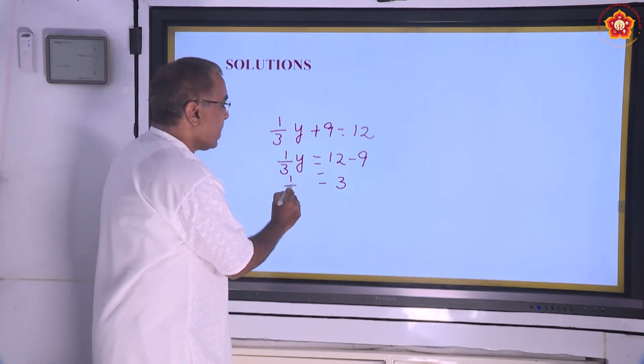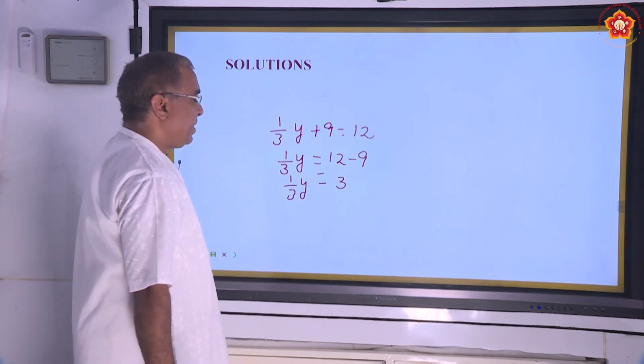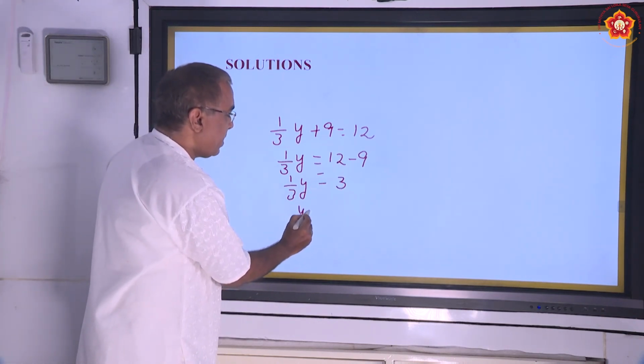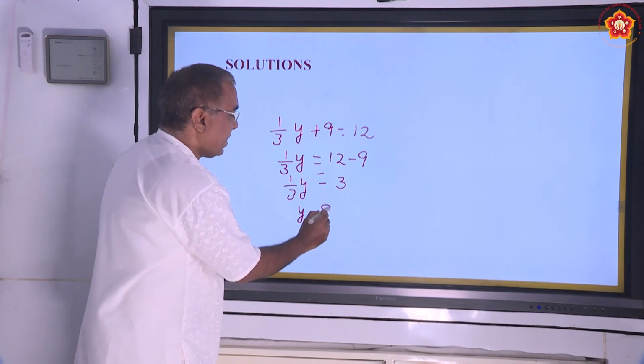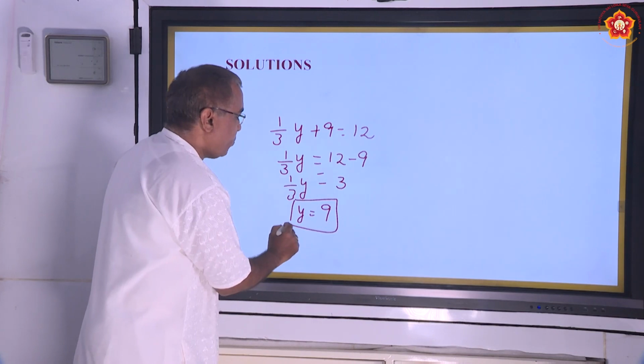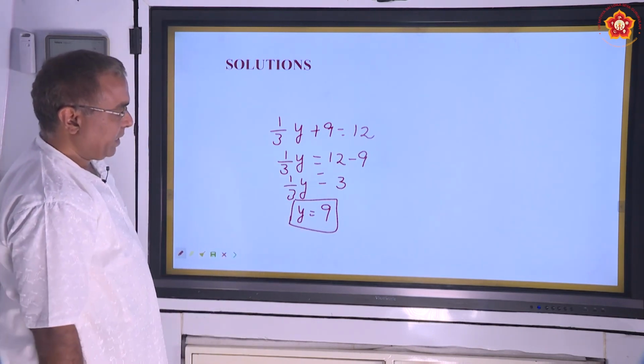So, 1/3 of y is going to be 3. Cross multiplying, what happens? We have 1y equals 3 3s are 9. So, y equals 9 will be the solution of the given equation.